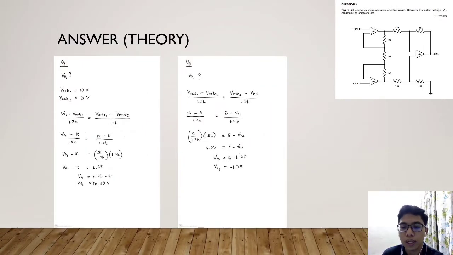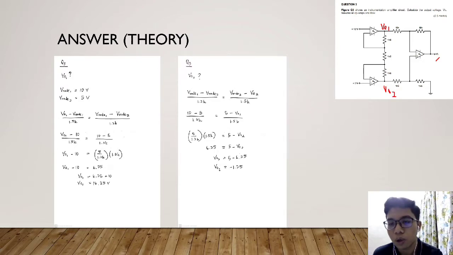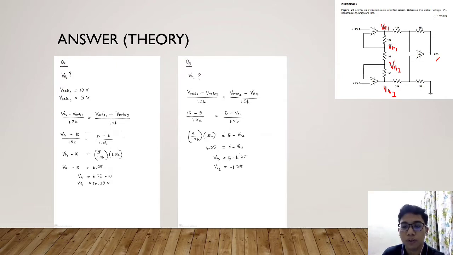Alright, so in order to find the value of V output here, we first have to identify the value of V output 1. I just label it V output 1 here, and V output 2 is here. So we have to find the value of V output 1. So how? This I call V naught 1, and this is V naught 2. We have to find V output 1 by using the values of V naught 1 and V naught 2.